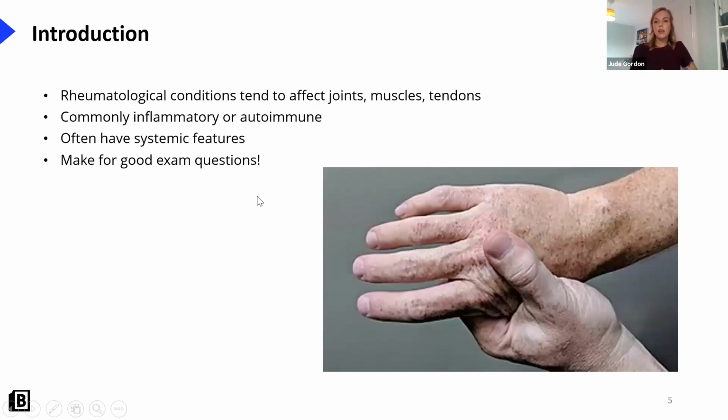So the first thing, this is potentially a little bit obvious, but the first thing I wanted to cover is what rheumatological conditions are. They tend to be conditions that affect joints, muscles, or tendons. They're often inflammatory or autoimmune in nature, and as well as the joint-type symptoms, they often have lots of systemic features as well. And it tends to be those systemic or specific different symptoms with the diagnoses that make for really good exam questions.